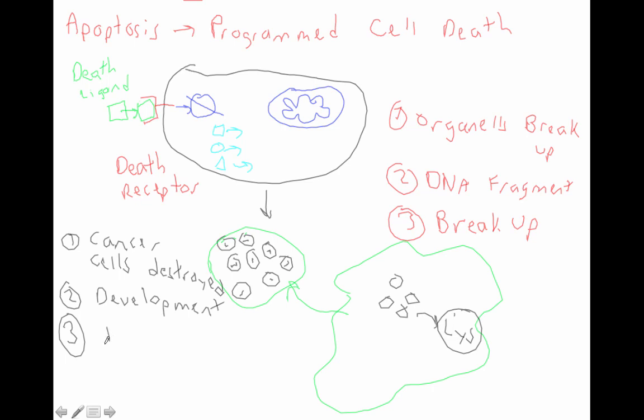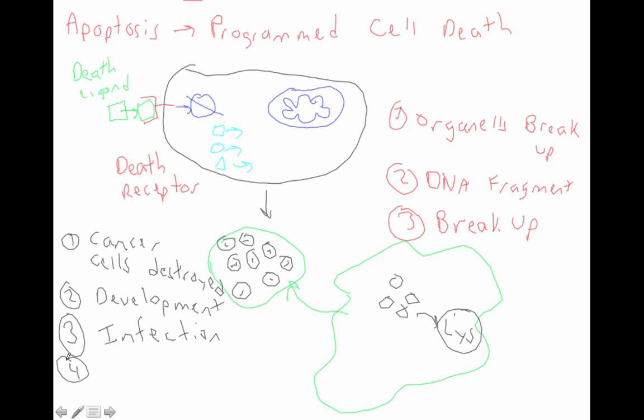This is also important during infection, similar to cancer. So during infection, what will happen is sometimes viruses or bacteria will enter one of our cells, and to get rid of the bacteria or virus, the cell undergoes apoptosis, killing itself, but also getting rid of the pathogen. So that's important.